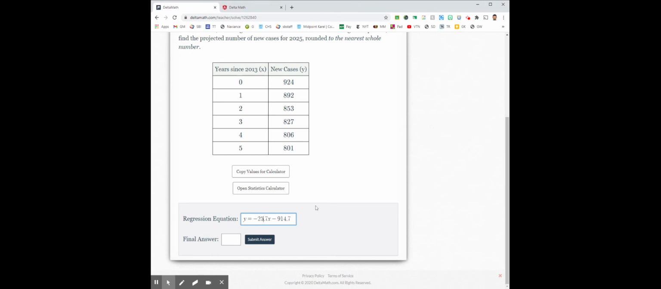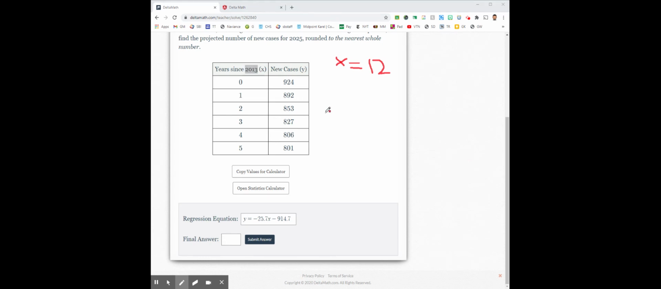All right, now that I have this, I can use it to calculate my final answer. So I have to plug in the year 2025. But I don't actually just put in 2025 for X. This is measured, again, in years since 2013. So 2025 is 12 years after 2013. 13 plus 12 is 25. So I'm going to solve for X equals 12. 12 years after 2013 is 2025.